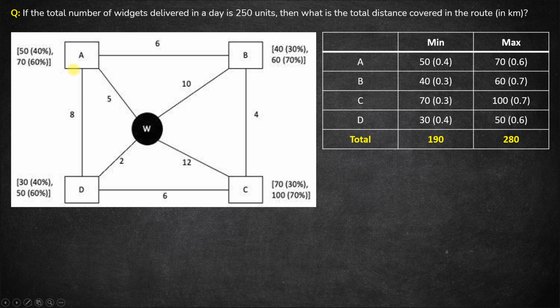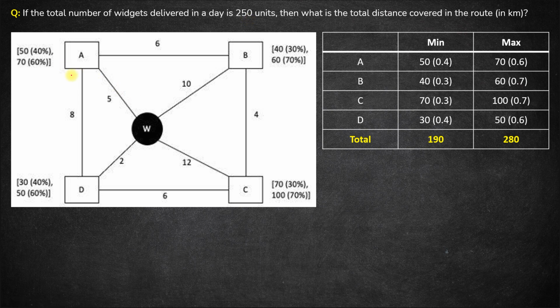Let's look at the next question. In this question we have, if the total number of widgets delivered in a day is 250 units, then what is the total distance covered in the route? Okay. So we have to figure out what would be the case where 250 units would be delivered.